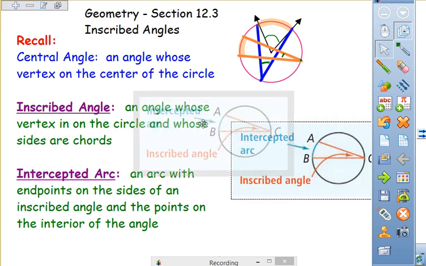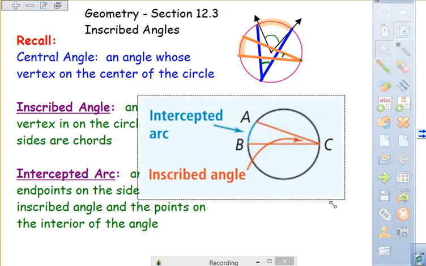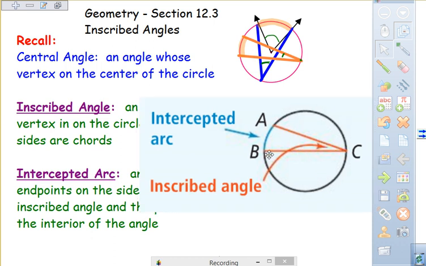Looking at this picture here, I have angle ACB, that is an inscribed angle, and then here is the intercepted arc. So the new words are inscribed angle, which is an angle that has a vertex on the circle, and then an intercepted arc.